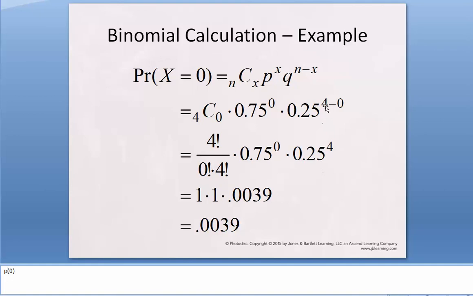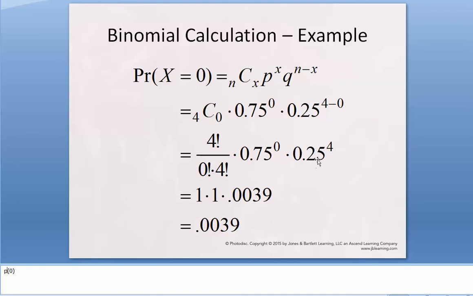All you have to do is just simplify the exponent here. 4 minus 0 is 4. And then of course, look, 4 factorial here cancels very conveniently, and 0 factorial by definition was 1. So this whole thing reduces to 1. And now we know mathematically anything raised to 0 is 1. That is how we got this 1.